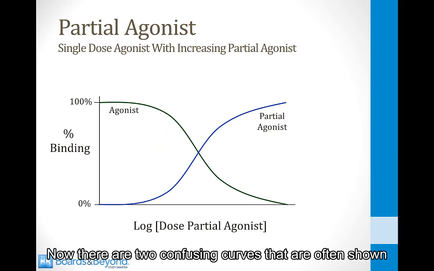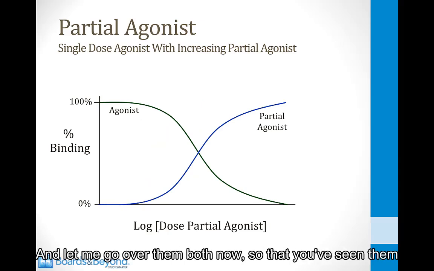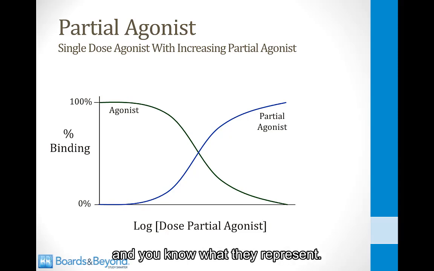Now, there are two confusing curves that are often shown in association with partial agonists, and let me go over them both now so that you've seen them and you know what they represent.